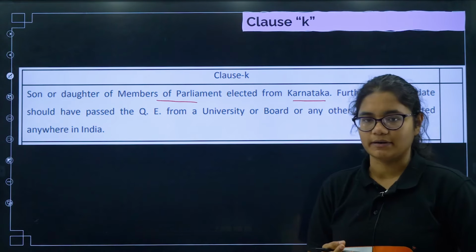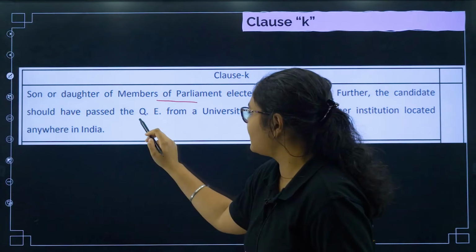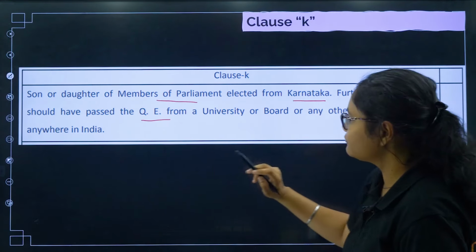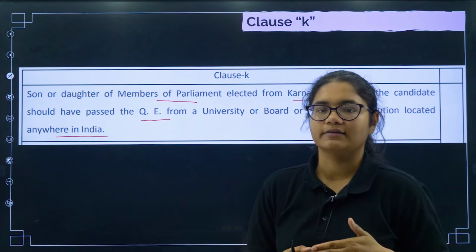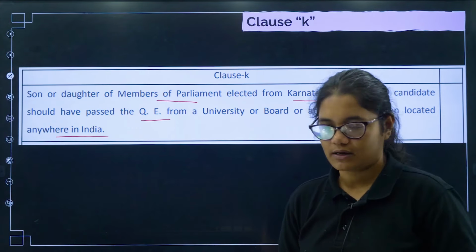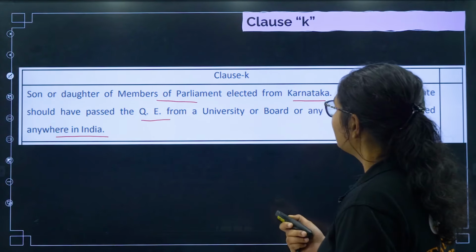So members of parliament, their son and daughter. Further, the candidate should have passed a qualification examination from anywhere in India. Okay, if your parent belongs to Karnataka and they are a member of parliament, then also you are eligible. You may have done 12th from any part of the country. Okay.